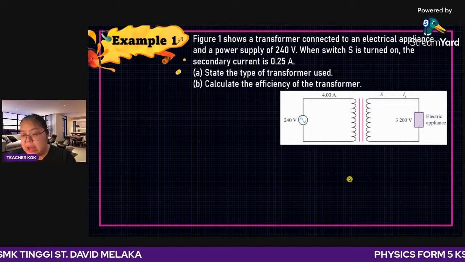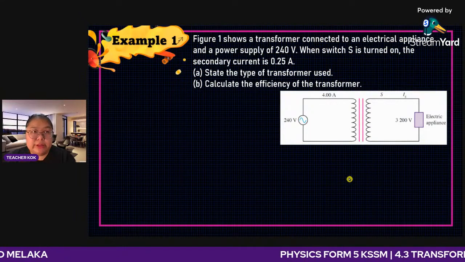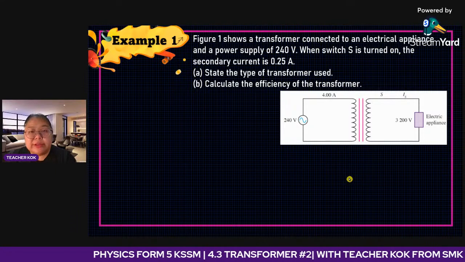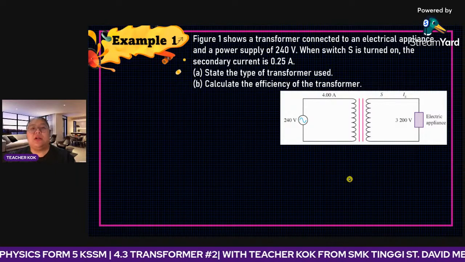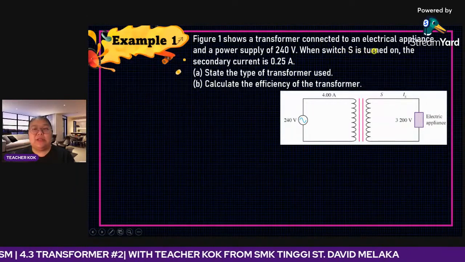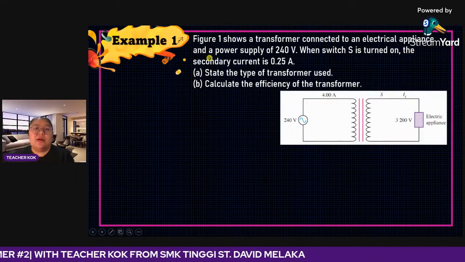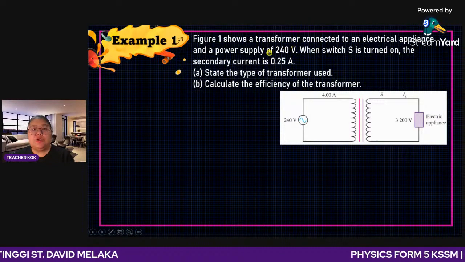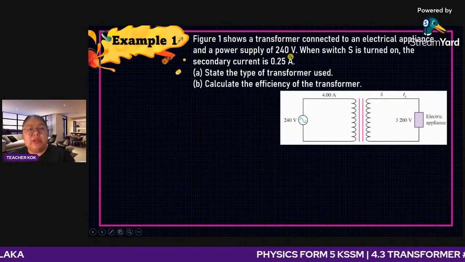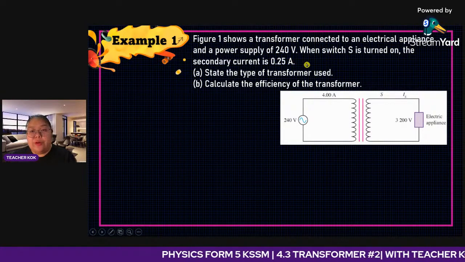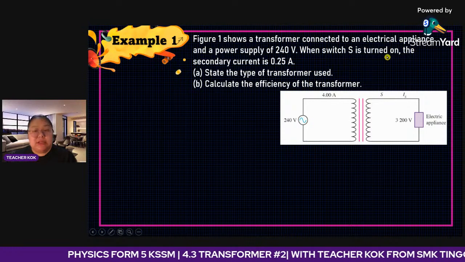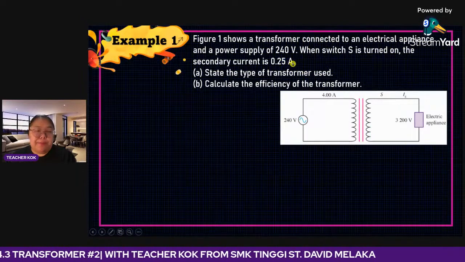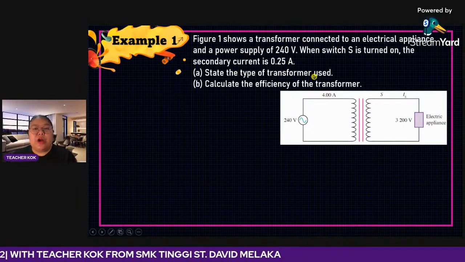So what we need to do now: get your calculator ready. Prepare your calculator, we need to start the calculations for the transformer. First one, you see the figure. It shows a transformer connected to an electrical appliance. The power supply is shown by V1, the voltage is 240 volts. Switch S is turned on, then the secondary current is 0.25 ampere. State the type of transformer used.